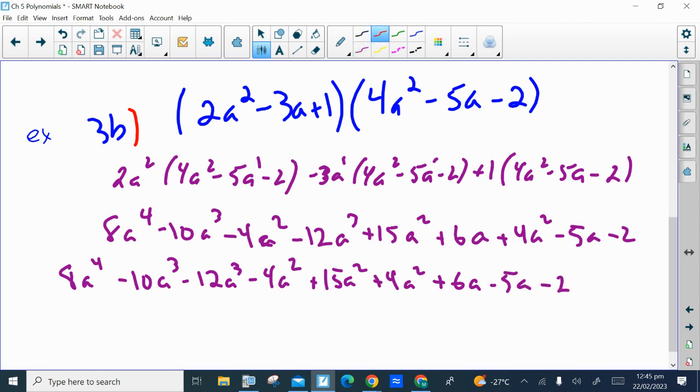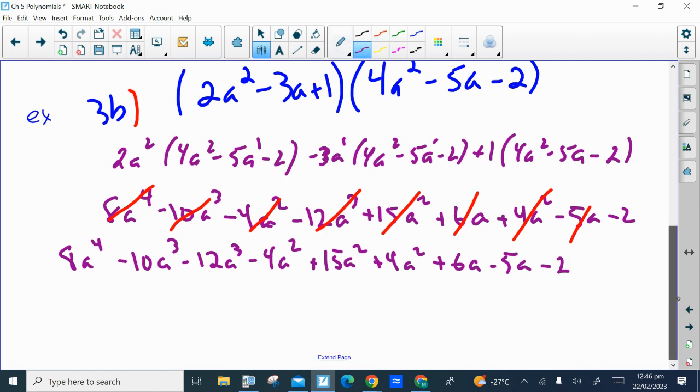So again, we just strike out above everything we've written down to make sure we haven't missed anything. We've got a negative 10a cubed, a minus 12a cubed. We've got a negative 4a squared, a positive 15a squared, a positive 4a squared, and then you have your 6a and your minus 5a, and then the minus 2 at the end. So now when we combine our like terms, negative 10 take away 2 is negative 22a cubed.